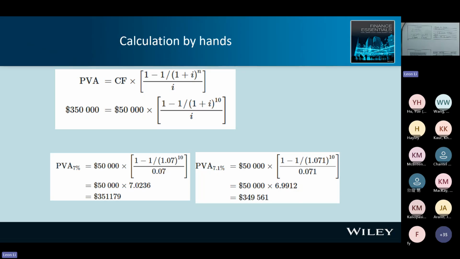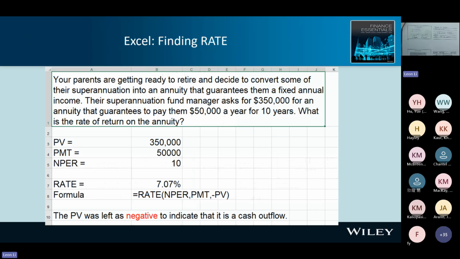But I just let you know the concept. I don't suggest this way because it is very time consuming. The question is, how can we know the first interest rate, 7%? It's difficult. So I think we don't need to use this method. You just need to know we have trial and error. The best way is to use Excel or a financial calculator.